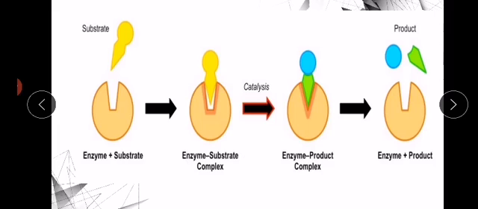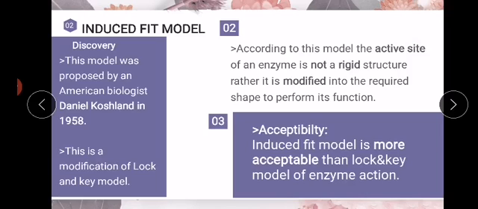And here, when the substrate has been converted into product, this is an enzyme product complex, and after that the products are released and the enzyme is also released, so the reaction or catalysis is over. So this is how the induced fit model works: the active site of the enzyme is not a rigid structure, rather it is molded or modified into the required shape to perform its function. It changes its shape.